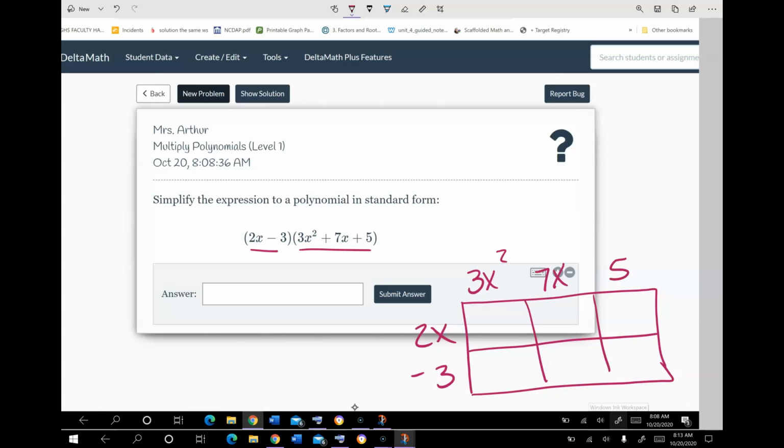So 3x squared times 2x is going to give me 6x cubed. 7x times 2x is going to give me 14x squared. And then 5 times 2x is 10x. 3x squared times negative 3 is negative 9x squared. 7x times negative 3 is negative 21x. And then 5 times negative 3 is negative 15.